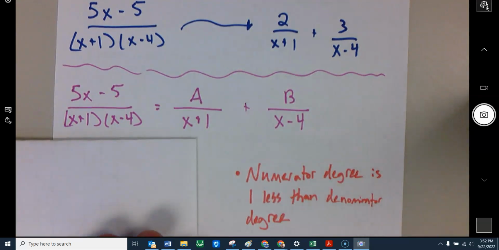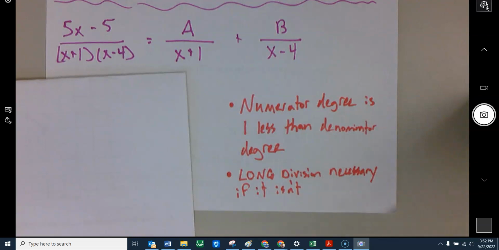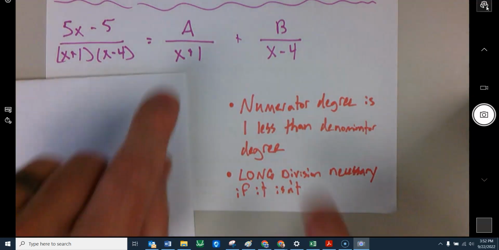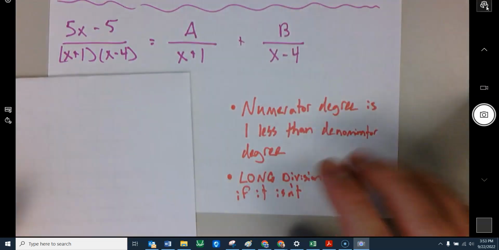Well, one other notion I'll bring in right here. Partial fraction decomposition will only work when the numerator degree is 1 less than the denominator degree. If it's not, then you have to do long division to make it happen. We talked about long division, and we've used it here these last couple days as a part of other things. So this is partial fraction decomposition. We have to assume what our answer is going to look like. And then from there, well, let's get going. What are we going to do from there?